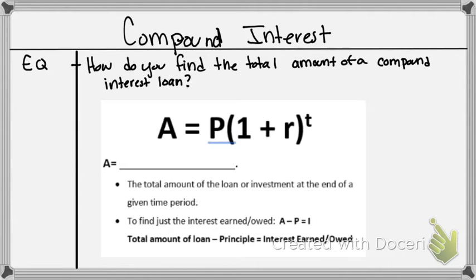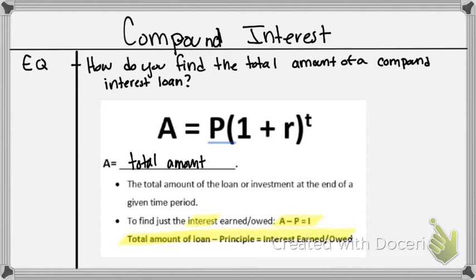T. Okay, so A in this case is going to be the total amount at the end of a time period, so at the end of a loan or at the end of the investment. With simple interest, they gave us the interest, and then we would have to add the principal to get the total amount. Here, we can just use one formula and get the total amount, okay? If you wanted to find the interest, we would get A, subtract the principal, and then we would have the interest, okay?